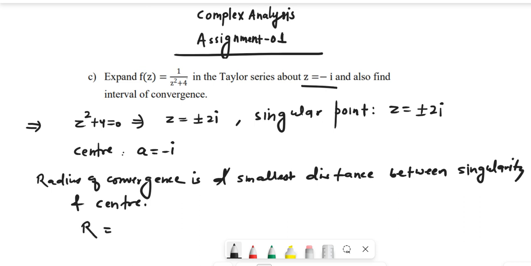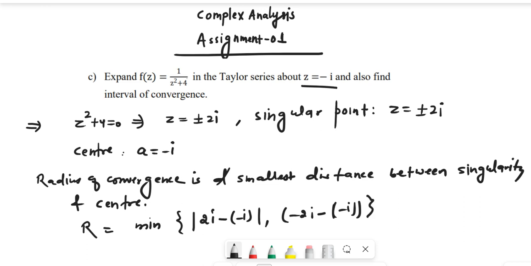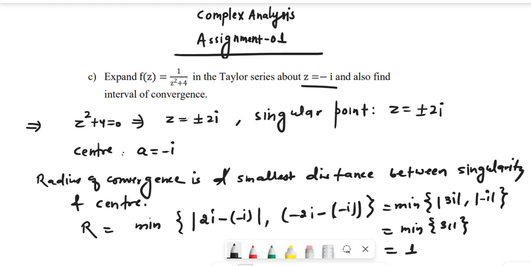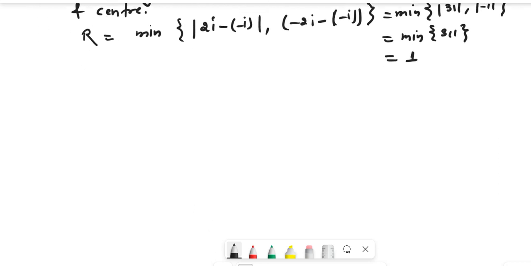So r is equal to the minimum of the distance between the singularity 2i and negative i, and negative 2i and negative i. It will give the minimum of mod of 3i and mod of negative i. This value is equal to the minimum of 3 comma 1, and this minimum value is 1. So now from here we can find the domain of convergence.